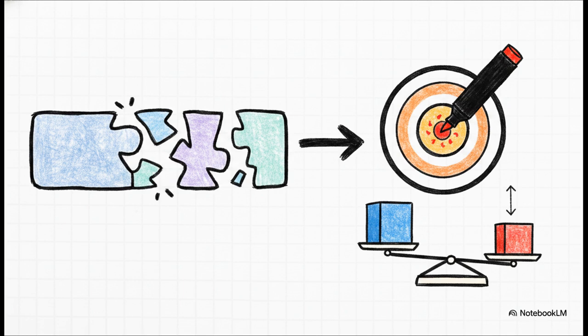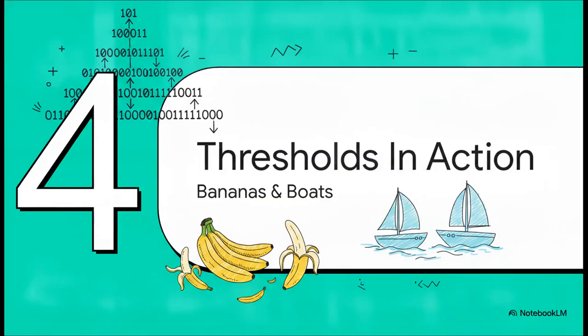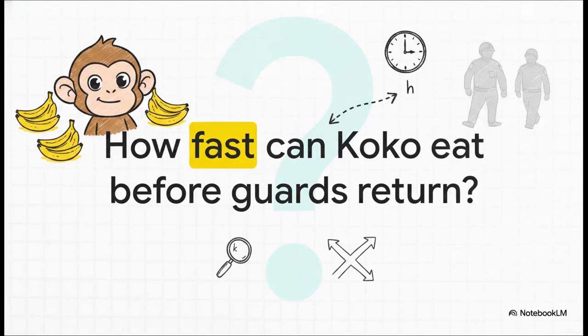We are literally binary searching the answer space itself. It's pretty amazing. All right, section 4, thresholds in action, or as I like to call it, bananas, boats, and bouquets. Let's look at LeetCode problem 875 as a fun little narrative palette cleanser.